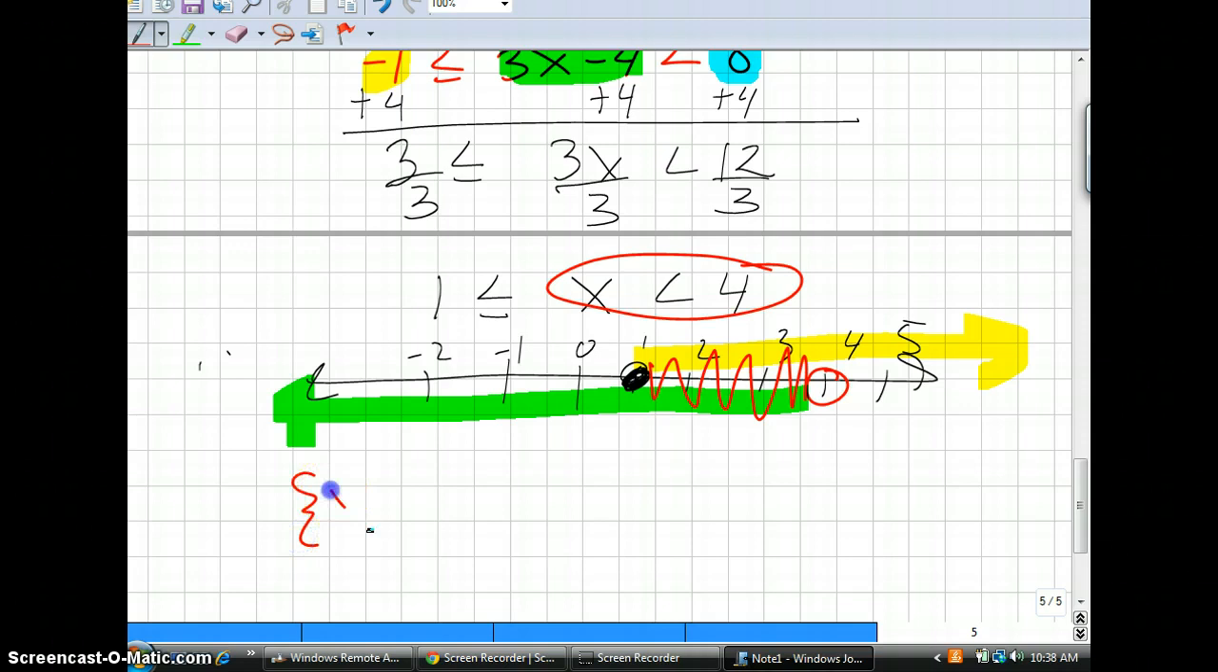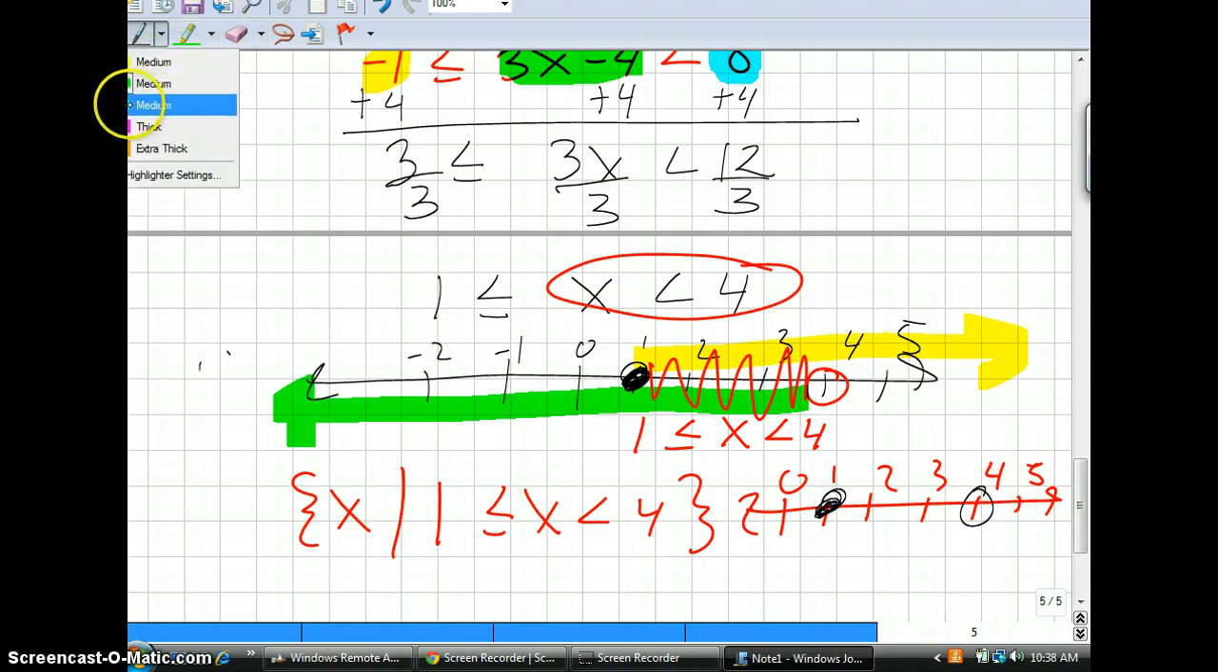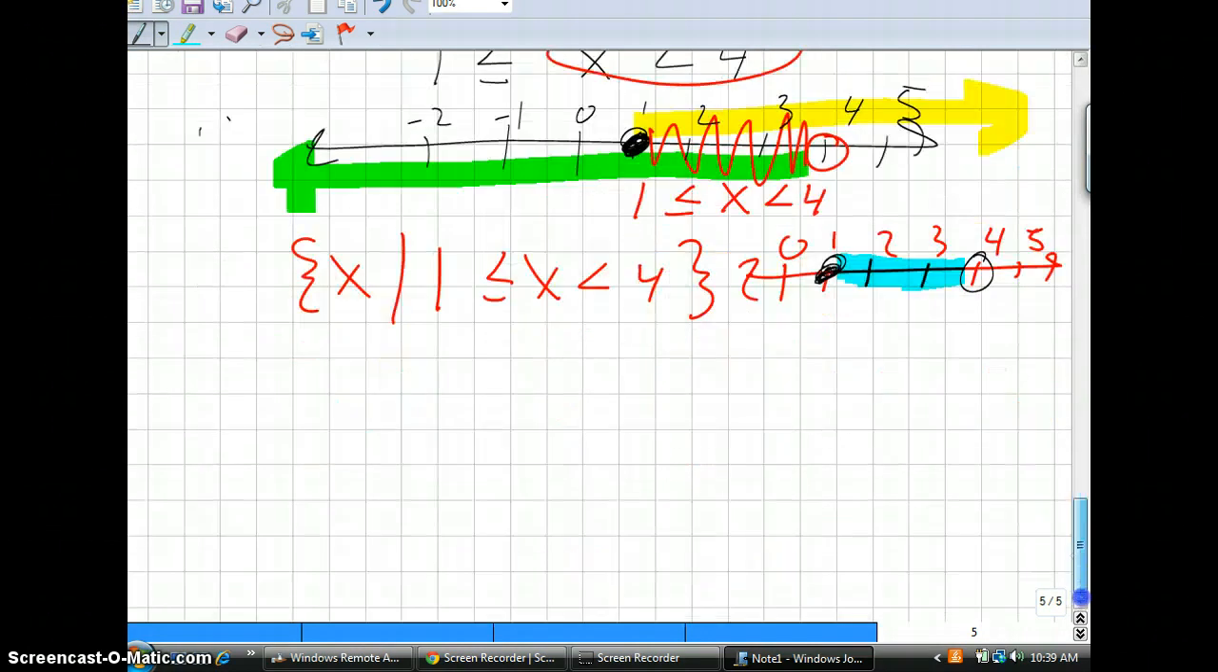So our solution is x such that x is greater than or equal to 1, because x has to be between or equal to 1, but less than 4. Okay, and the graph, we would have a closed circle on 1, an open circle on 4, and then everything in between would make both sides true every time. Okay? Example 5.